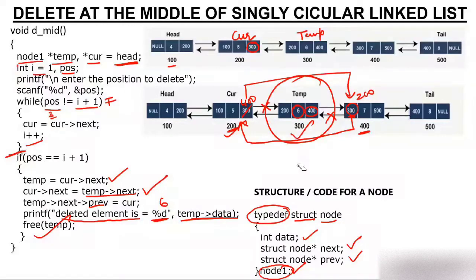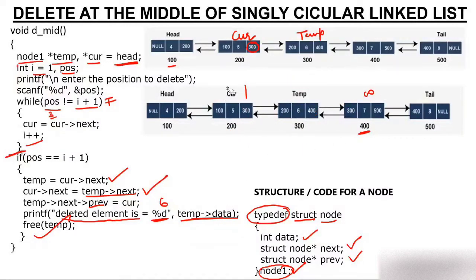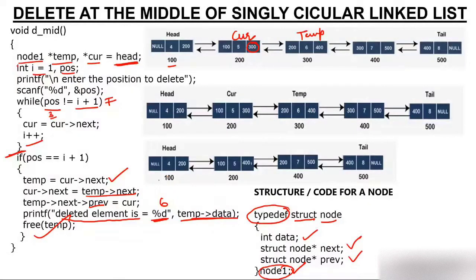The moment temp gets destroyed, let me delete all this rubbish, then you will find the final structure. You will see that temp is no more there, this 6 is no more there, head is at 4, tail is at 8, and this 6 has been completely removed. So this was all about how to delete a node somewhere in the middle, that is, somewhere other than head and tail. So this was delete from the middle.